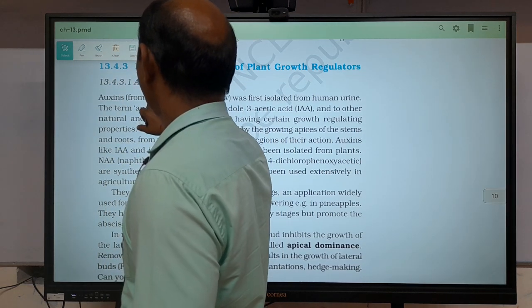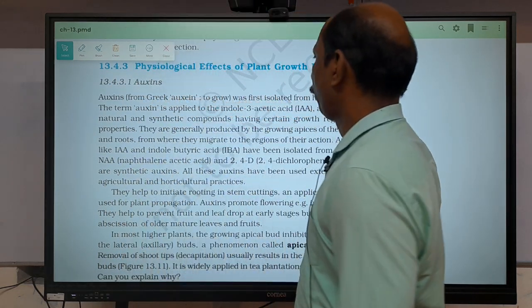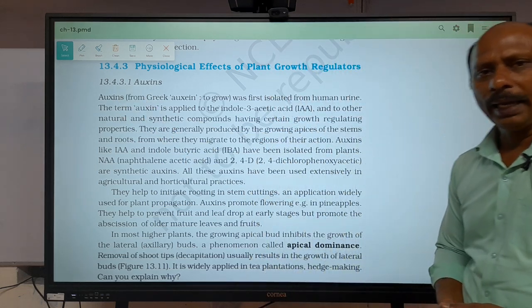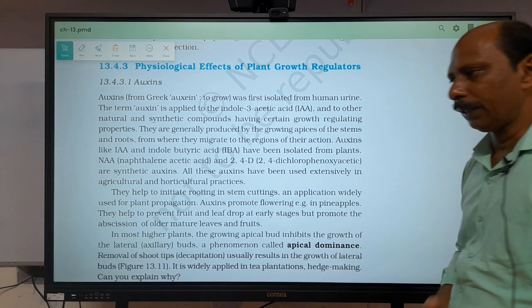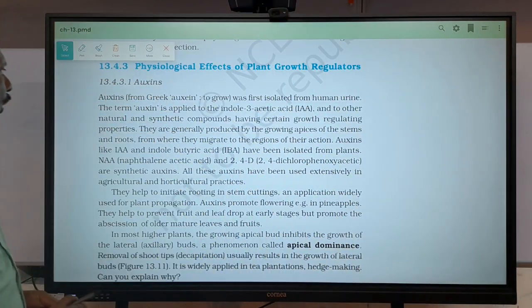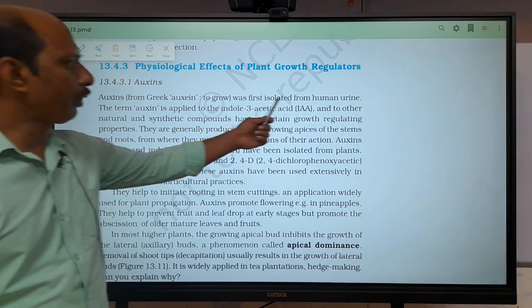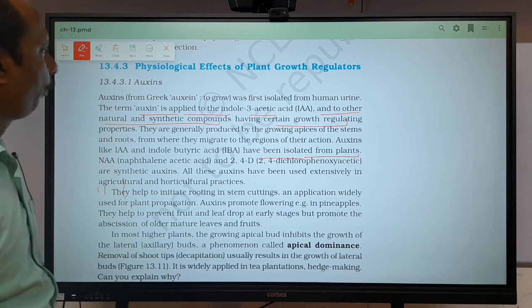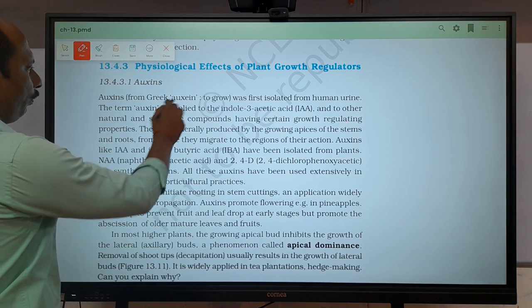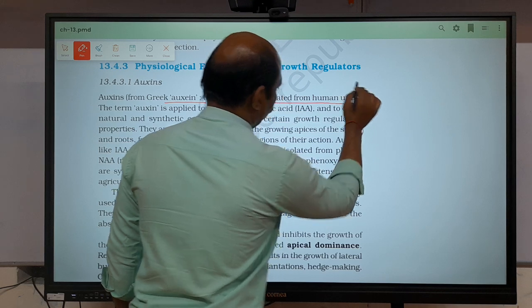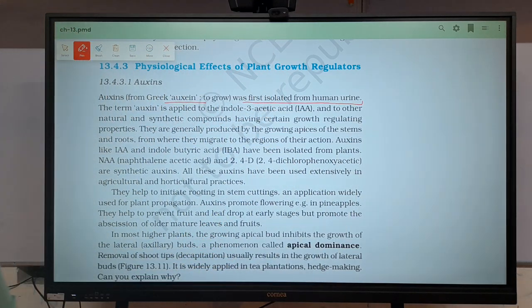First thing given is the physiological effect of plant growth regulators. First we have auxin. Auxin means indole-3-acetic acid or its derivatives. So we have both natural and artificial types of auxins. Auxin, from the Greek auxein, to grow, was first isolated from human urine. This is a very important statement which is asked at various times. Auxin was first isolated from human urine, not from a plant but from human urine, right?